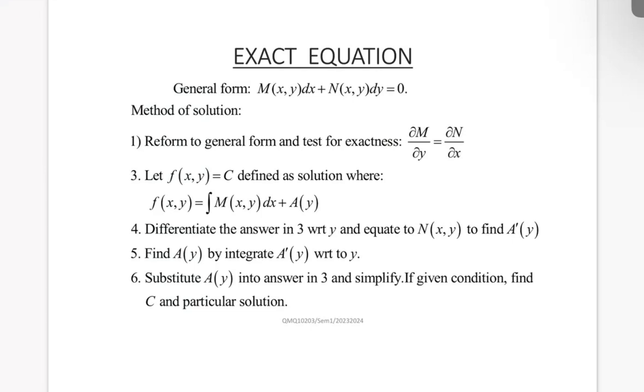So doing the test for exactness, you have two functions. First, function M: you take the function M and find the partial derivative with respect to y. And then you take function N and find the partial derivative with respect to x. Then you compare the two partial derivatives. If ∂M/∂y equals ∂N/∂x, if this is satisfied, then you can proceed with the method of exact equation.